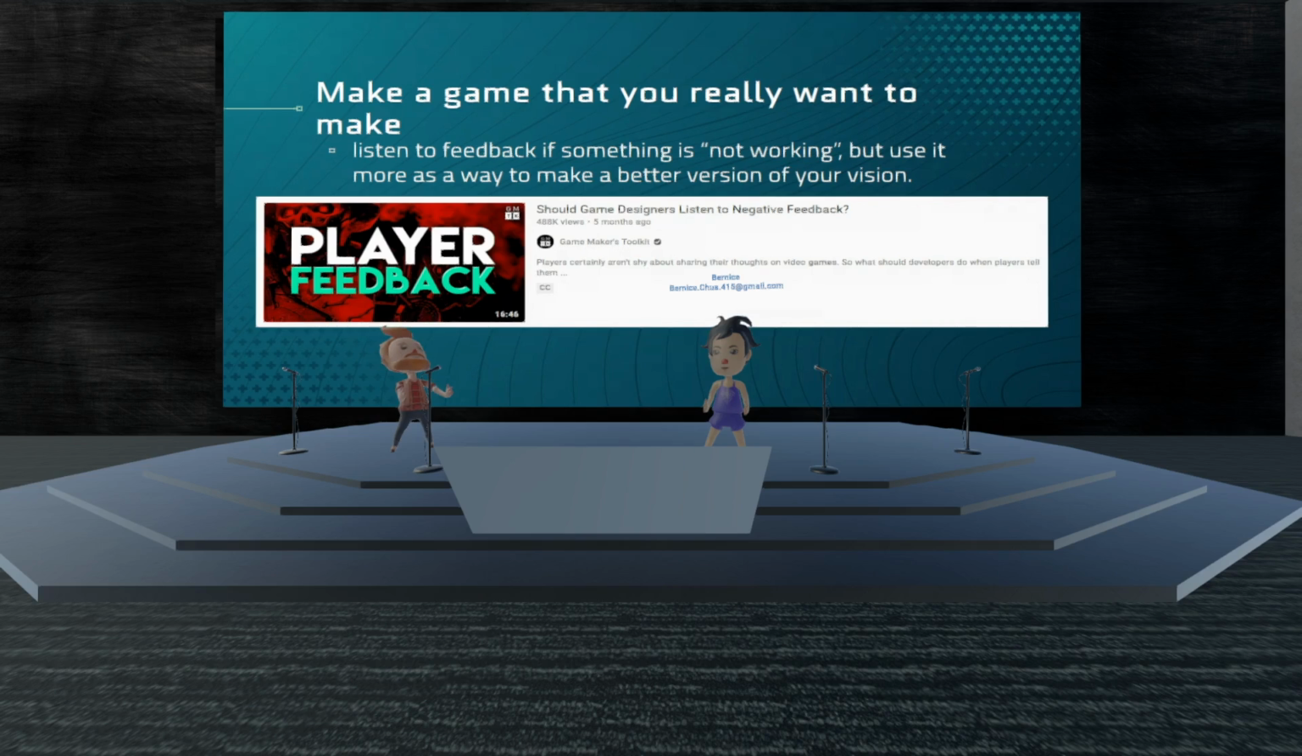So, another part of making the game that you really want to make is listening to player feedback, because that's really important. But at the same time, there's a balance, because you don't want to listen so much to player feedback that the game becomes very different than your original vision. What you want to do is take in player feedback and use that to help other people understand your vision of the game better, whether something is working or not.